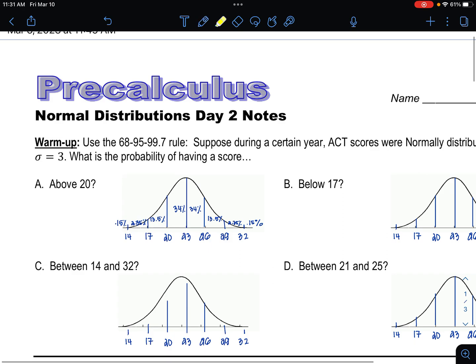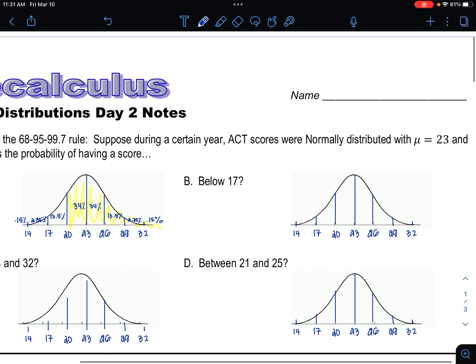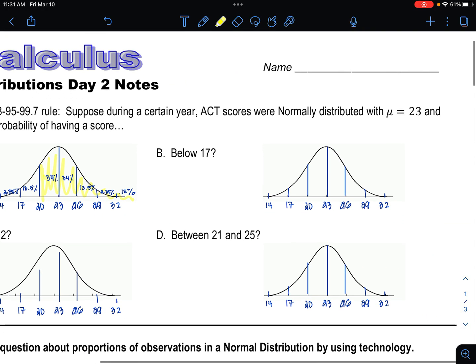Okay. All right. So I want above 20. So that's all of this, right? All of that there. So what I like to look at is this is 50%, then plus that 34, or you can add all of those individually. I'm going to do it the fast way and say 50% plus 34, which is 84%. Right? Do it the smarter way. Work smarter, not harder.